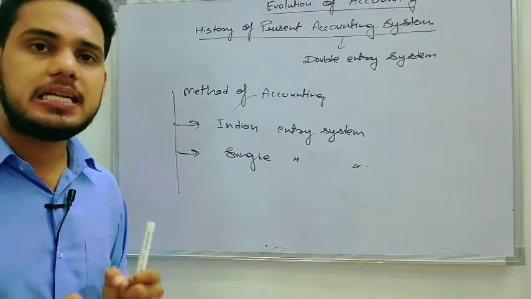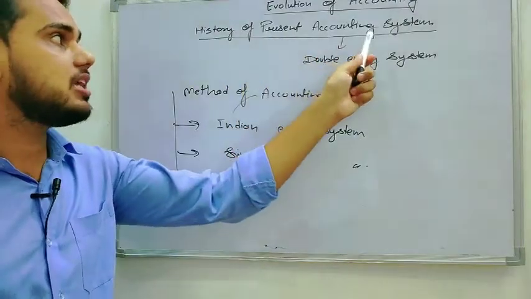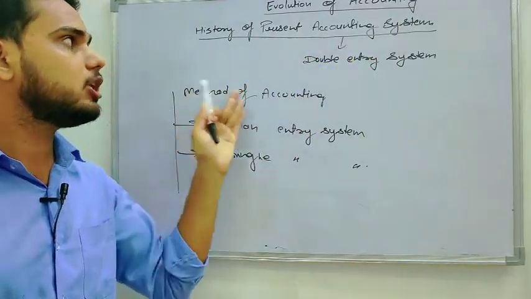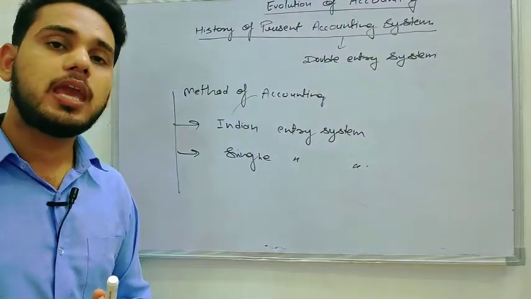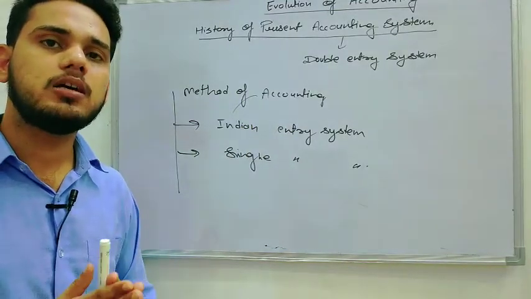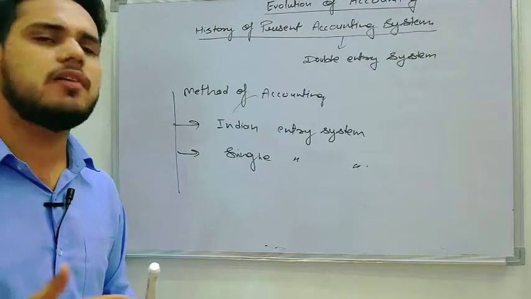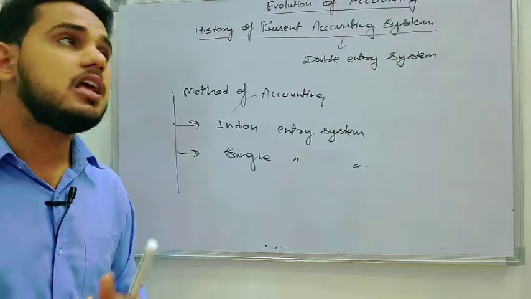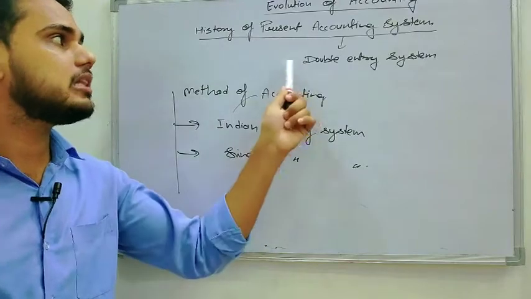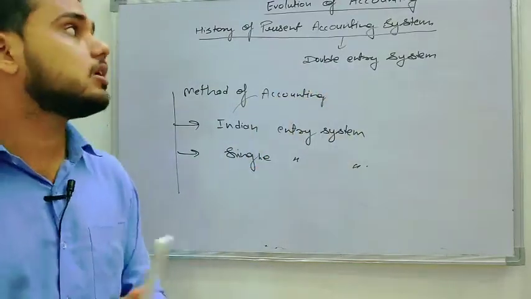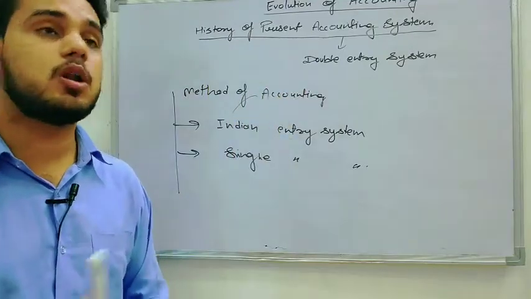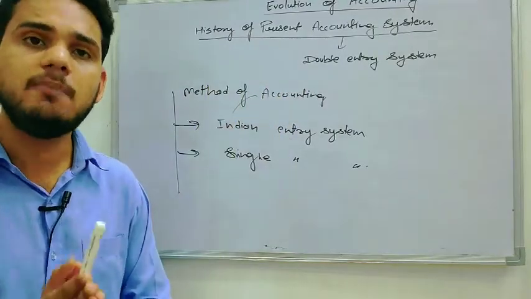But the present accounting system, or we can say the present method of accounting, which is followed worldwide and is the most popular, approximately everyone in today's time is following that method of accounting, known as the double entry system. So we are going to see the history of the double entry system, or the history of the present accounting system.